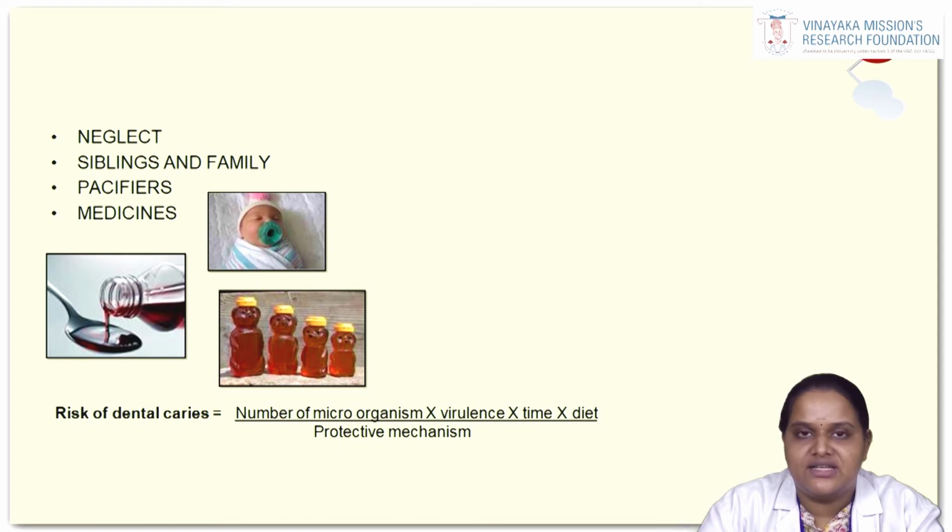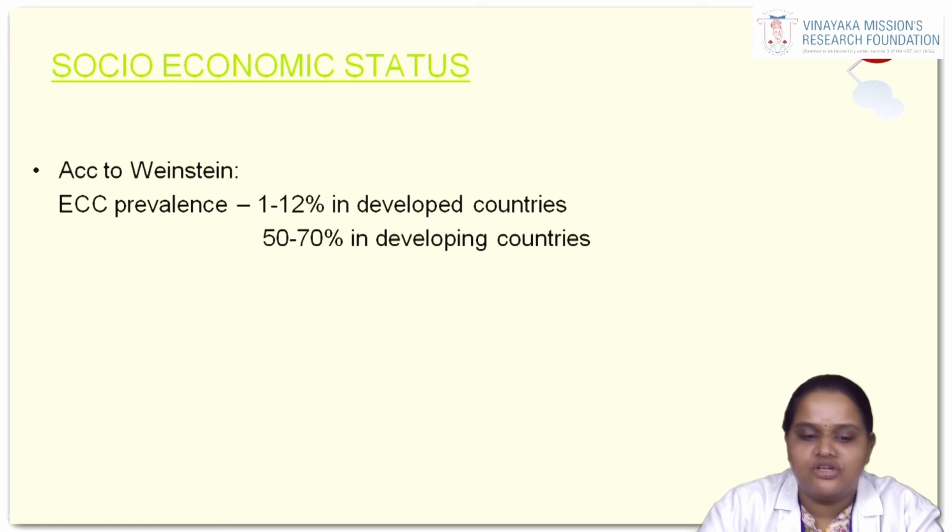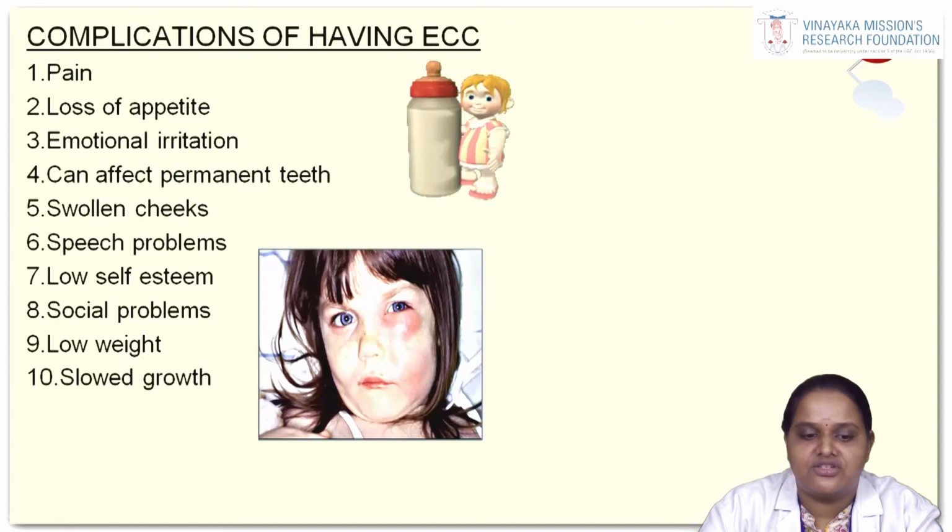The risk of dental caries is mainly quoted by the formula. It can be calculated as the number of microorganisms into virulence into time into diet divided by the preventive mechanism. So talking about the socio-economic status, ECC is prevalent in 1 to 12% in case of developed countries, whereas in developing countries 50 to 70%.